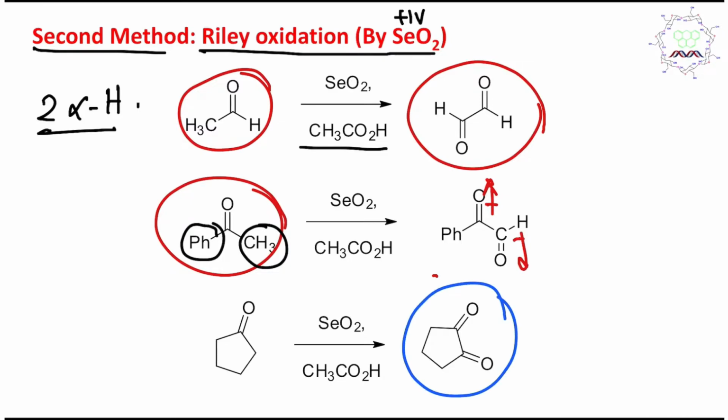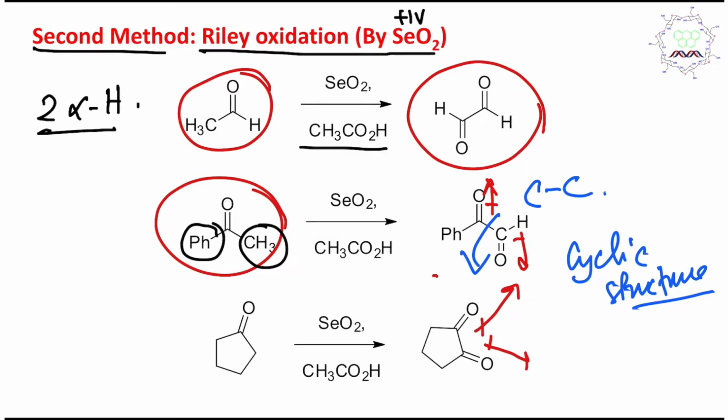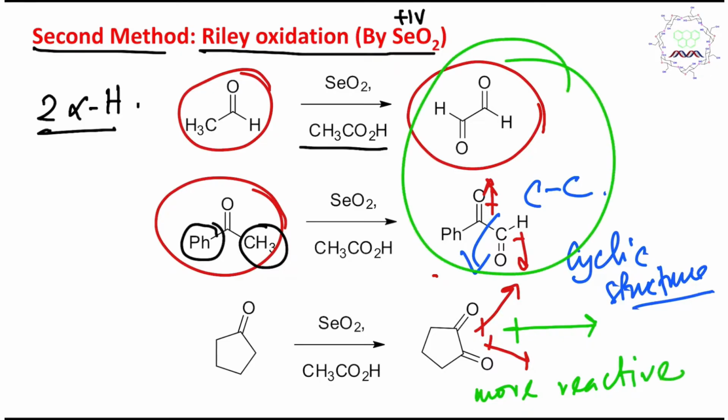Why? Because of its rigid, cyclic structure. In case of a ring, C-C rotation is not possible, but in the acyclic ones C-C rotation is possible. So that's why these 2 dipoles are on the same side. Consequently this molecule has a net dipole moment, and it is relatively more reactive compared to its acyclic counterpart. So remember, this is an important question too.